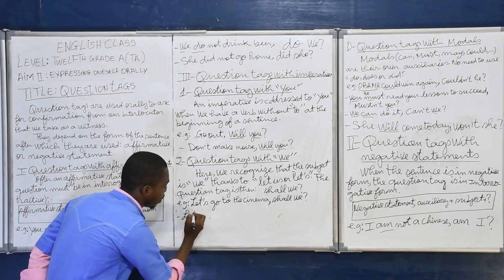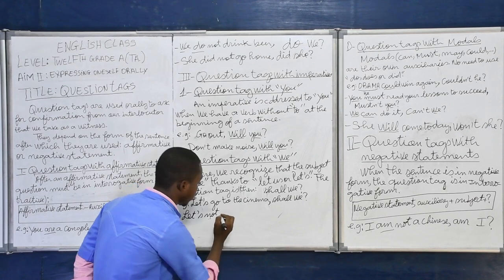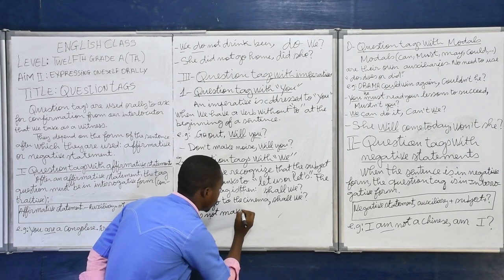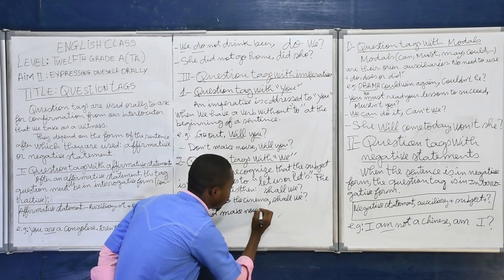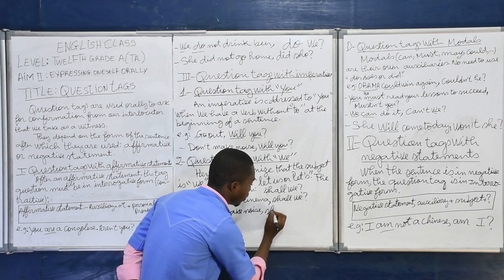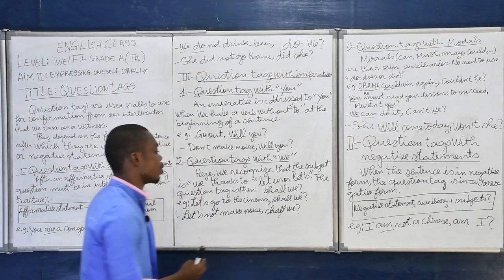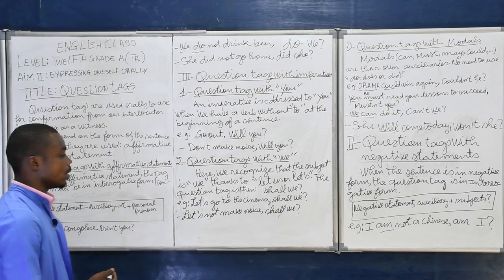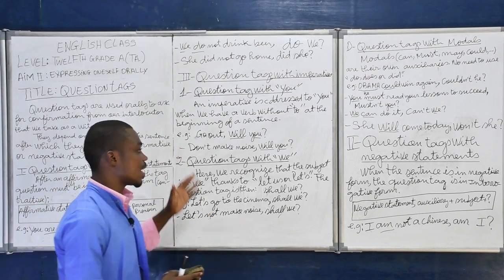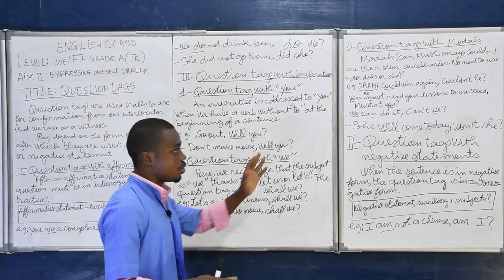You say, let's not make noise. Let's just say shall we. Ne faisons pas de bruit, ne bavardons pas. OK, d'accord. This is when the sentence to which you are asked to apply the question tag is an imperative one, okay? And I guess you have finished here.